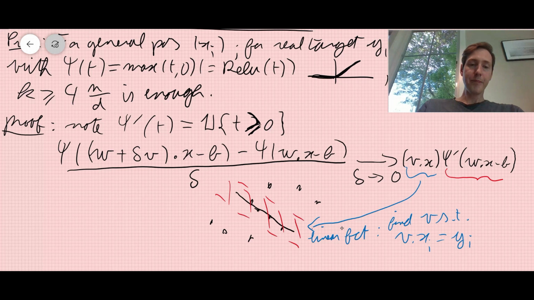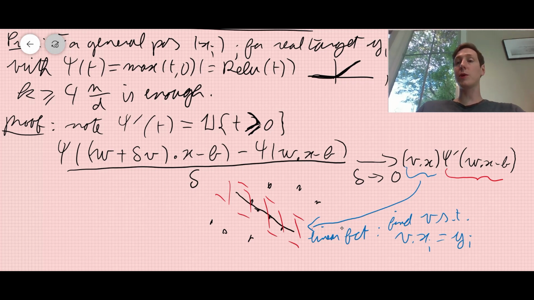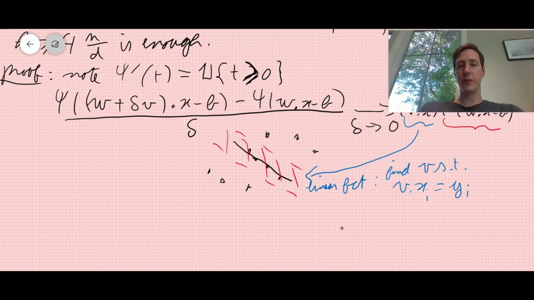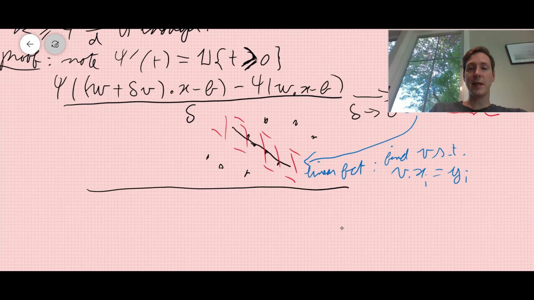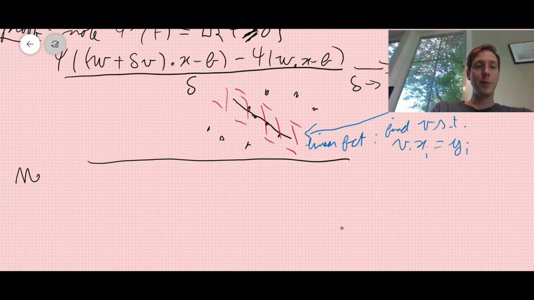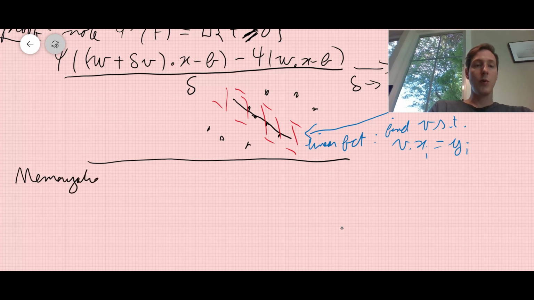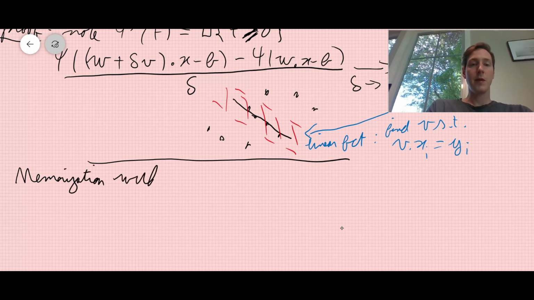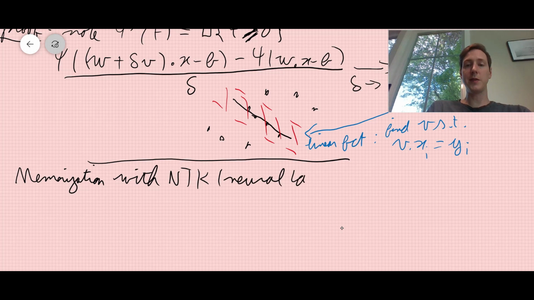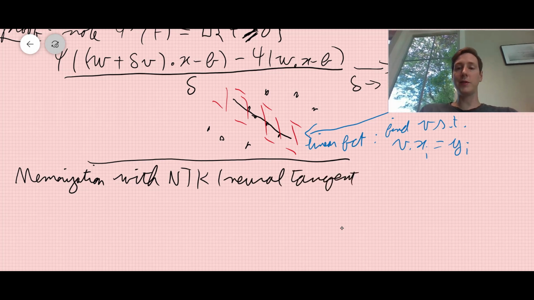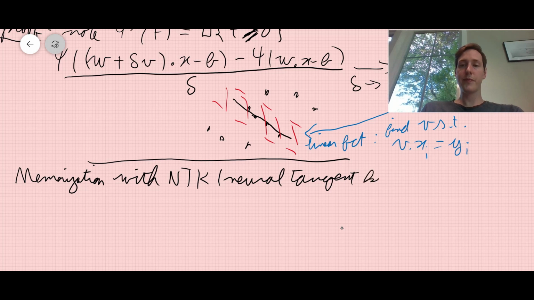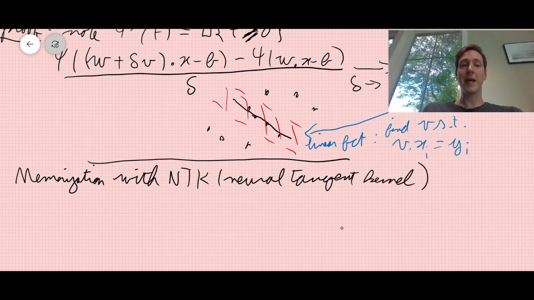All right, but let us analyze this a little bit differently, and look a little bit more closely at what we did in this proof with the terminology of kernels. And this is going to be the last thing that I want to tell you about, which is memorization with NTK. NTK stands for neural tangent kernel, and I'm going to explain this term right now. It has been very popular in the last couple of years because we can analyze things with the NTK.